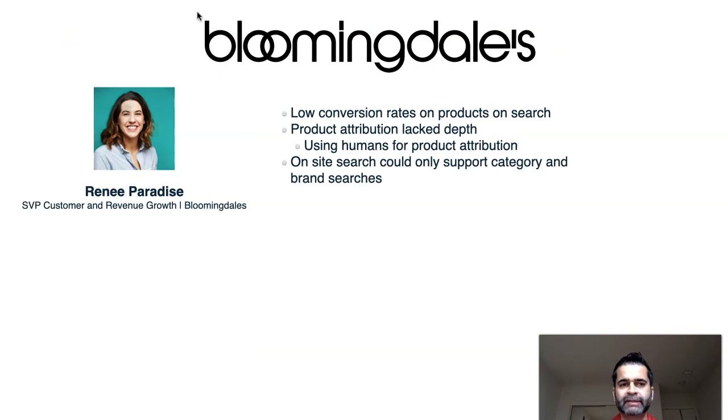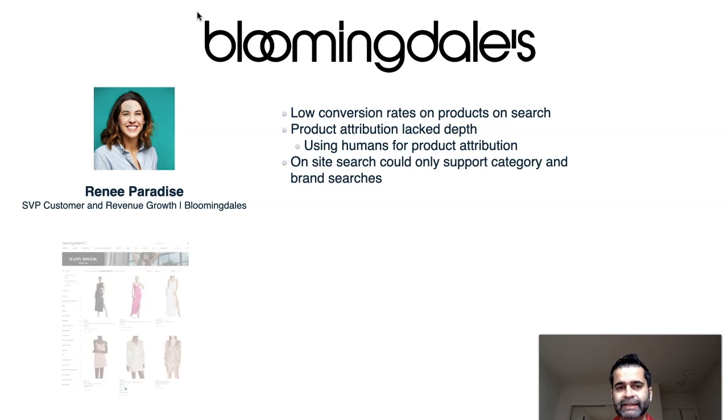So Renee Paradise is the SVP of Customer and Revenue Growth at Bloomingdale's. When she joined Bloomingdale's, she observed certain things. She saw there was a low conversion rate on products, especially on search. The product attribution lacked depth, and the on-site search would only support category and brand searches. Which basically meant when users were coming on the Bloomingdale's website and searching for certain products, the quality and quantity of the search results were very minimal.